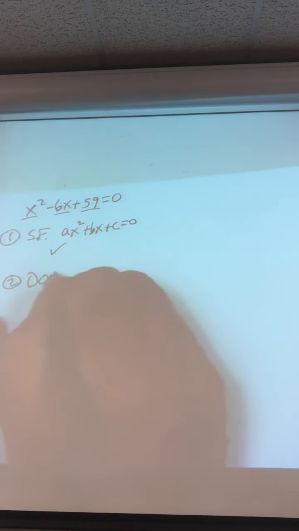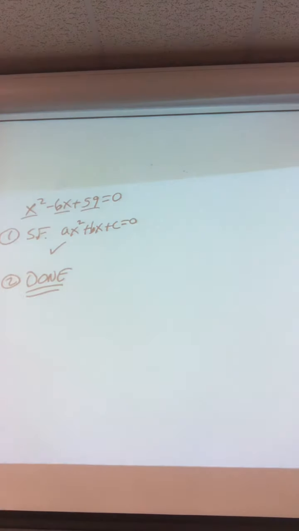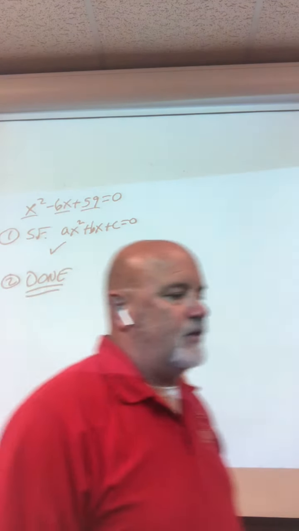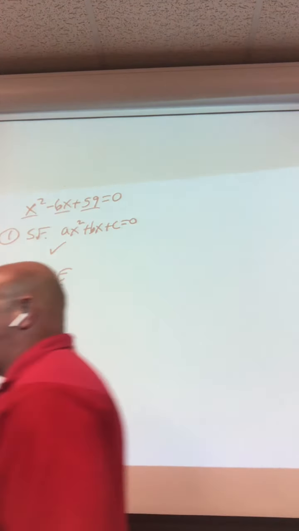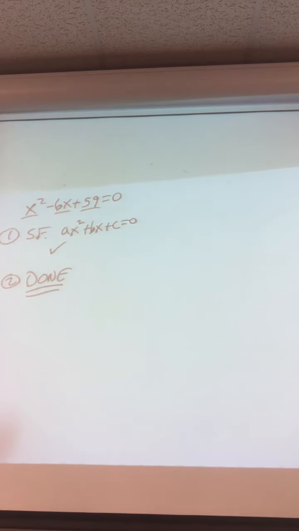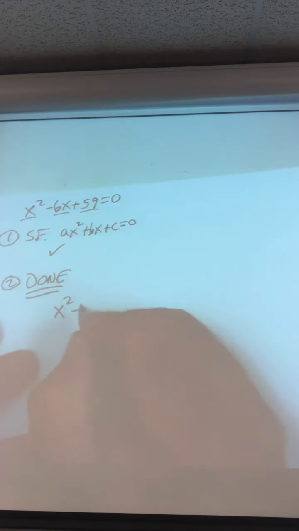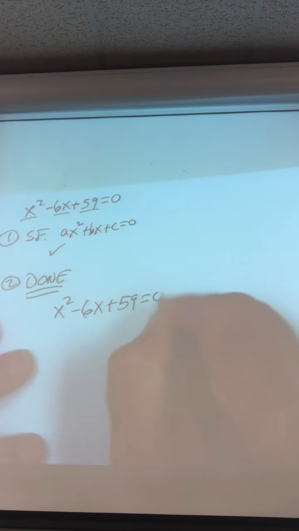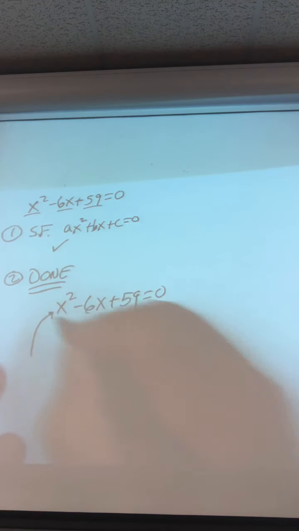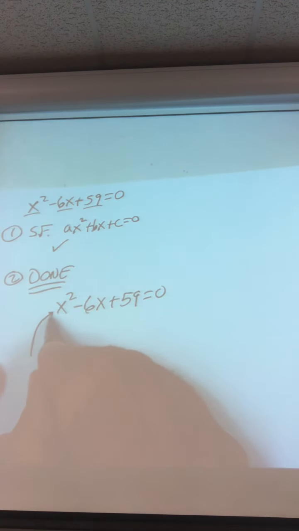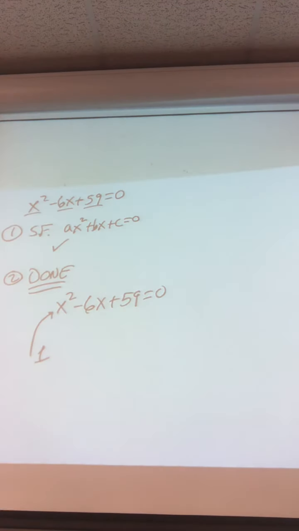Let me say this before I even read step 2. Step 2 will always be done for you. Then, Mr. Rayner, if step 2 is always going to be done, why do you even mention it? Here's the reason. Here's what step 2 says to do. Step 2 says make sure that the coefficient of x squared is a 1. All right, let me make 2 comments.